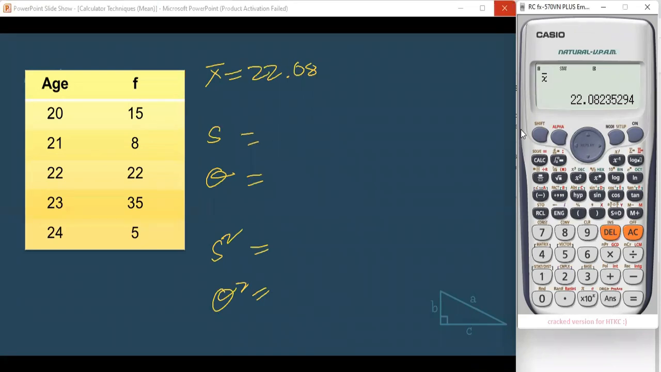So AC. Then click shift 1, variability, and click for the sample. So that will give us 1.21 approximately. And for its variance, kailangan lang po natin i-squared. So that is 1.46 approximately.